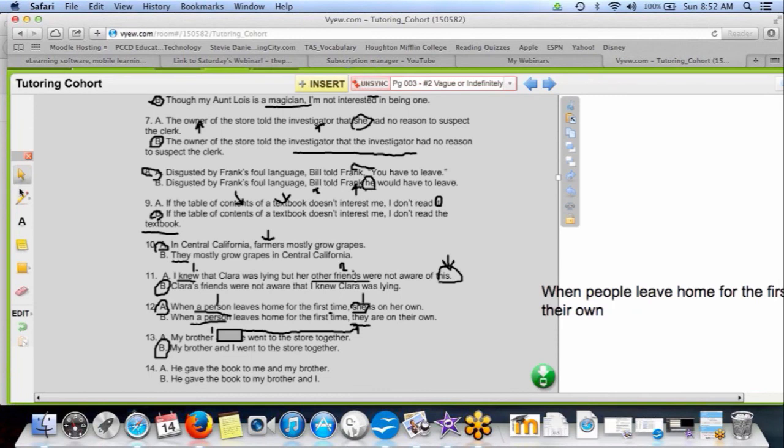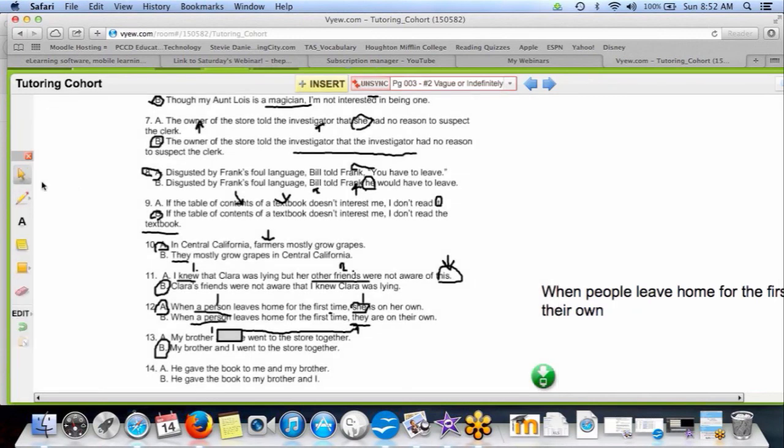So I've got my brother went to the store. Can you see that? My brother went to the store. And now let me cover up my brother. And I've got me went to the store. Well, we don't talk that way unless you're 3 years old. Me went to the store, me go home now, right? So anytime you have two subjects joined by and, you can cover one up and read it and see which one's better.